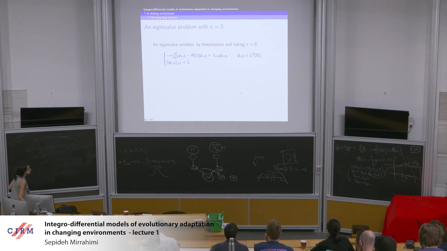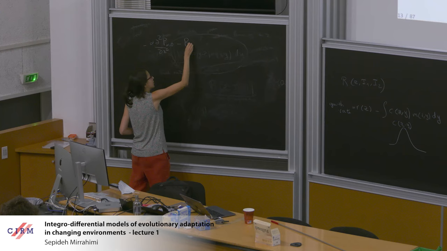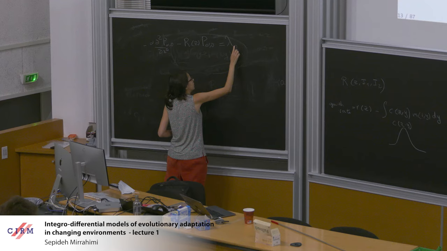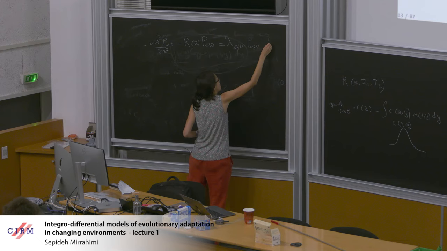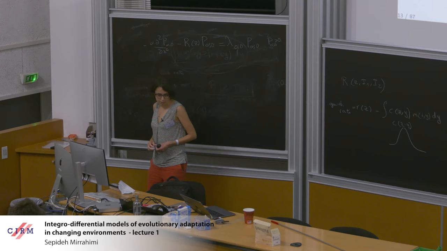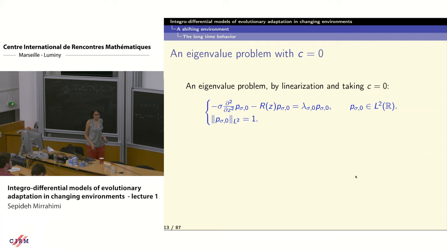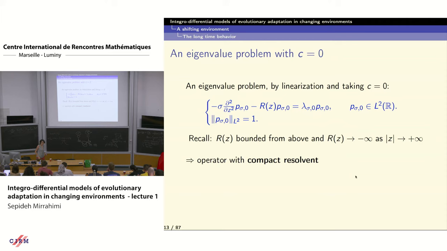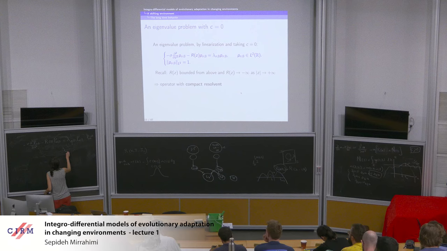And the first problem is minus sigma squared second derivative of p, minus r of z p sigma zero, equal to some eigenvalue times p sigma zero. And we are looking for a positive eigenfunction. Since we assume that r was going to minus infinity at infinity, this operator has a compact resolvent. So we can apply the Krein-Rutman theorem, and we know that there exists a principal eigenpair, lambda sigma zero and p sigma zero, such that p sigma zero doesn't change sign.